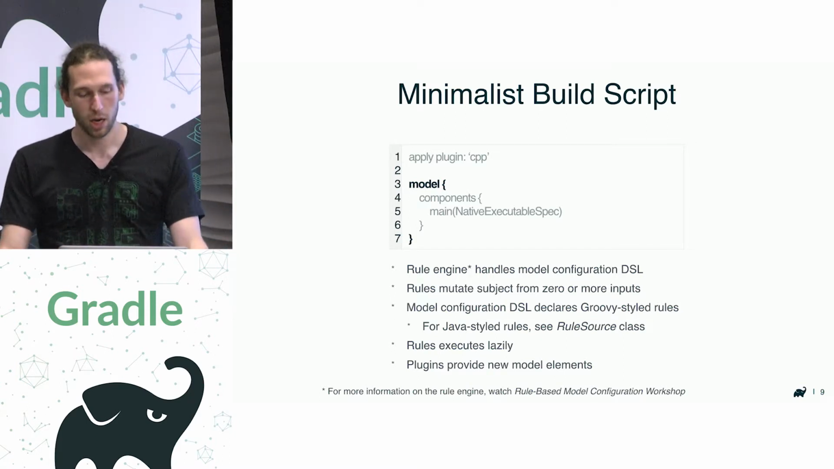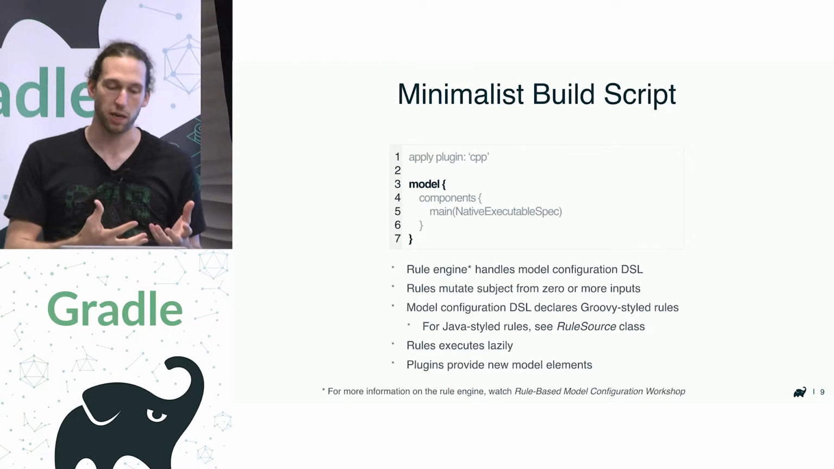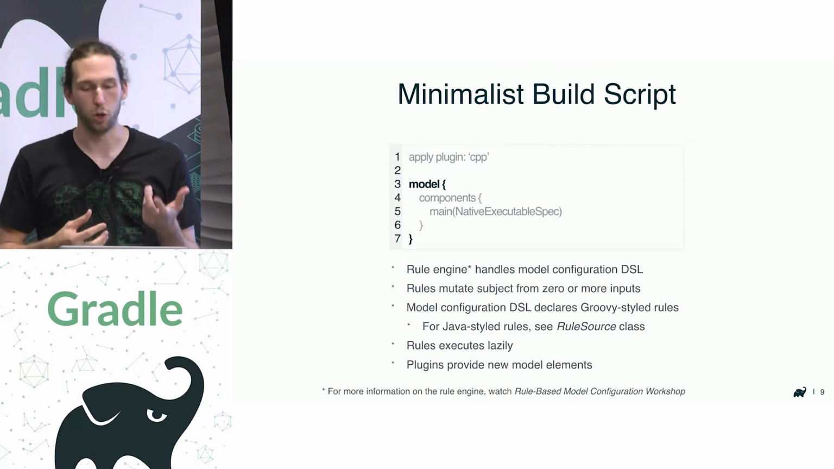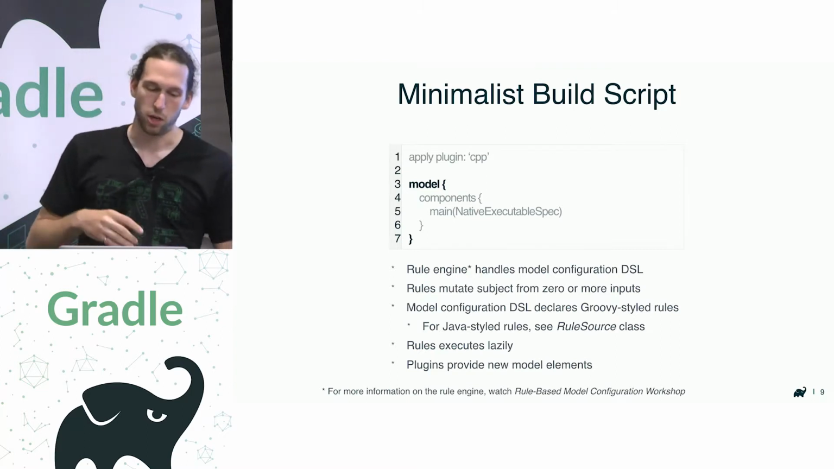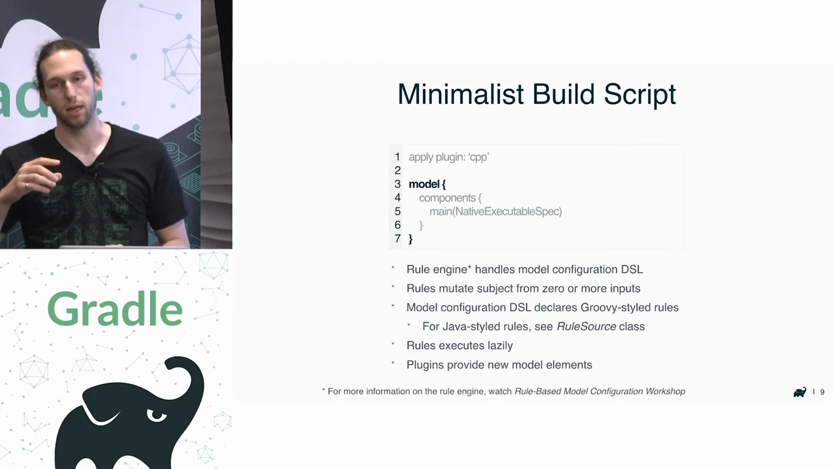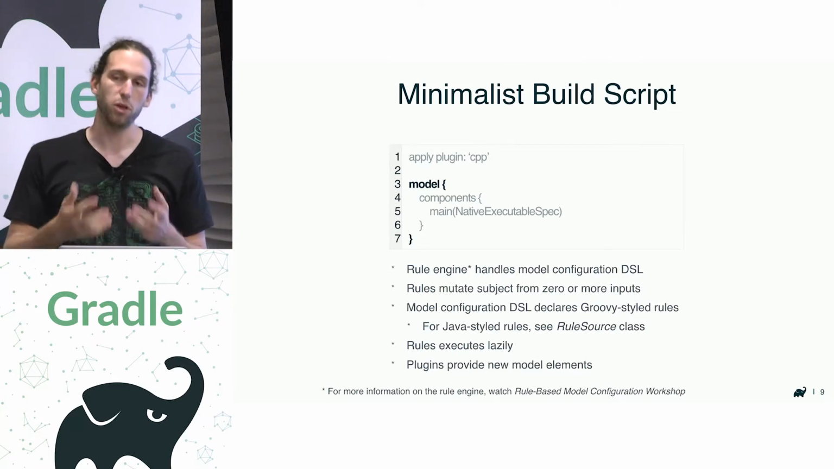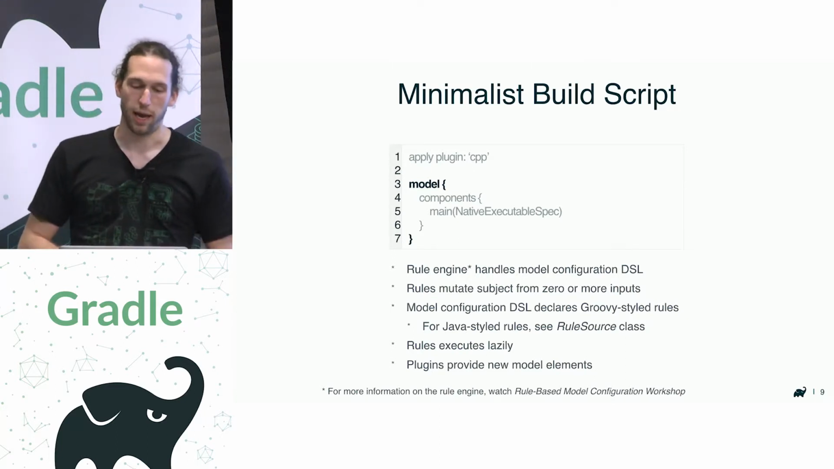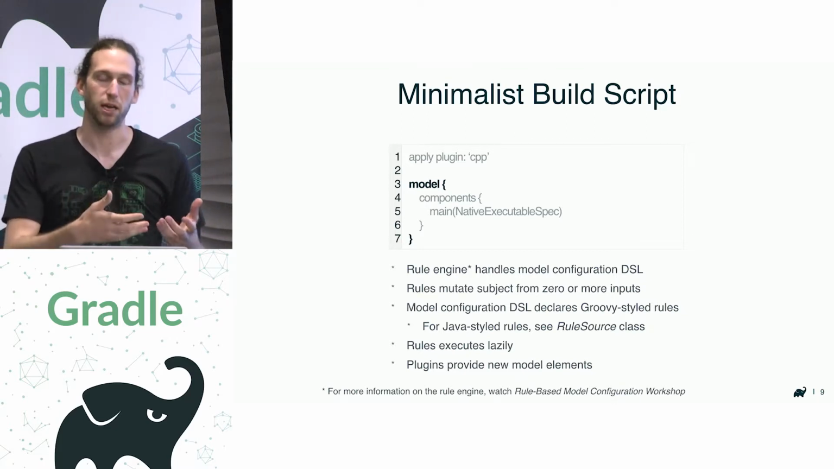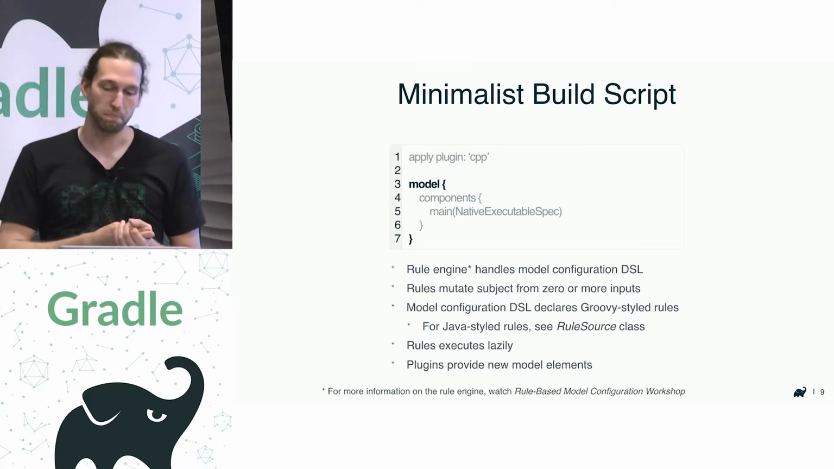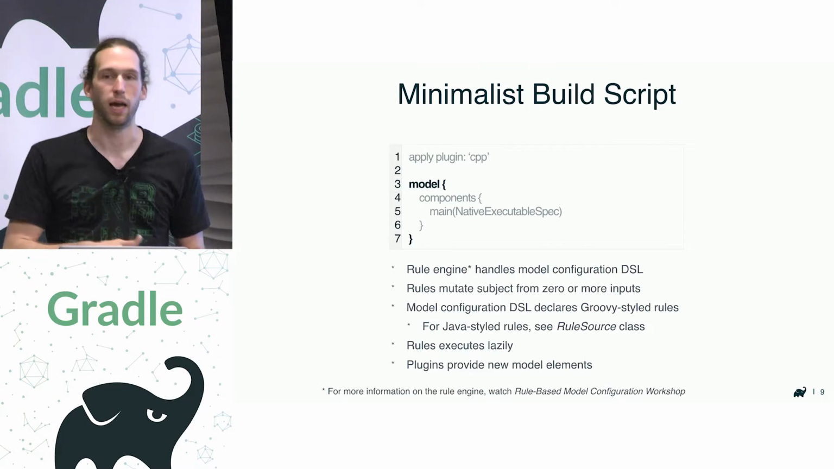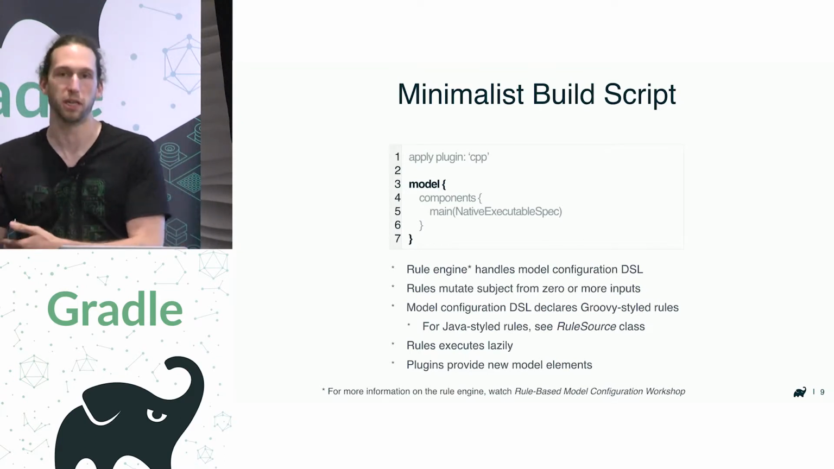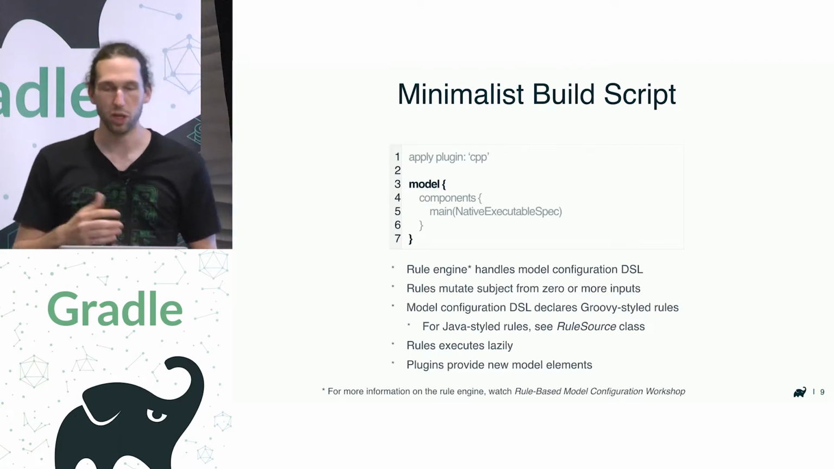So what is a rule? A rule is a piece of code that's going to mutate a subject with the help of 0 or more inputs. The subject and the inputs are all model nodes, model elements from the software model. The cool thing with the rule engine is that all the inputs will be fully configured before they're passed to the rules. And the subject that you're modifying, you won't be able to read from it. You can only modify it. And the inputs, obviously, you cannot modify them. You can only read from them. That's what the rule engine enforces.